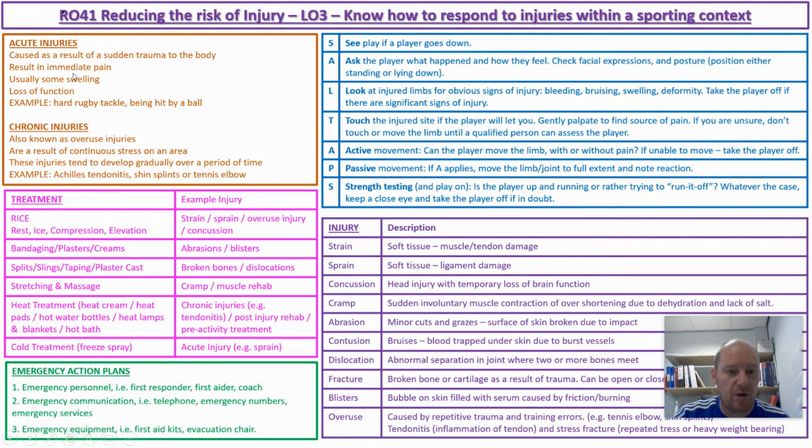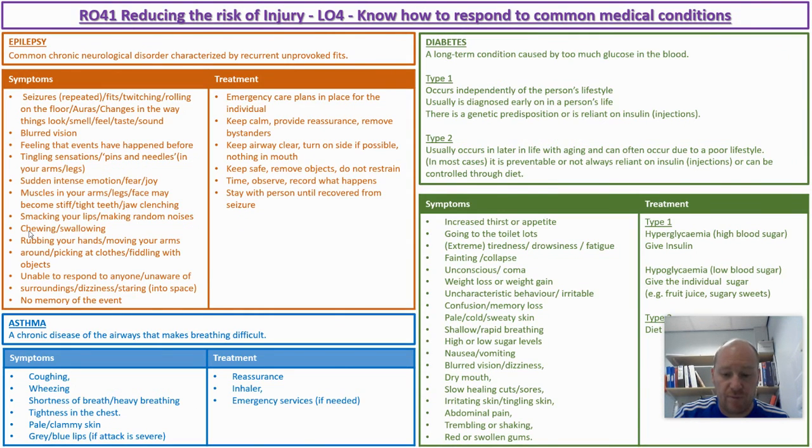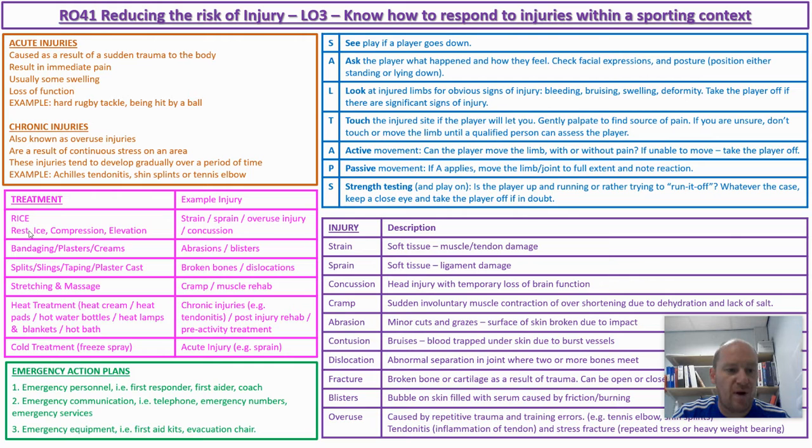And again, over here, I'm not going to go through in great detail. This is just a quick run through of it. We've got the treatment. The main one is this RICE treatment, which is rest, ice, compression, elevation, and that treats the strain, the sprain, the overuse, and concussion. We have bandaging or plasters or creams, which are for the abrasions and the blisters.